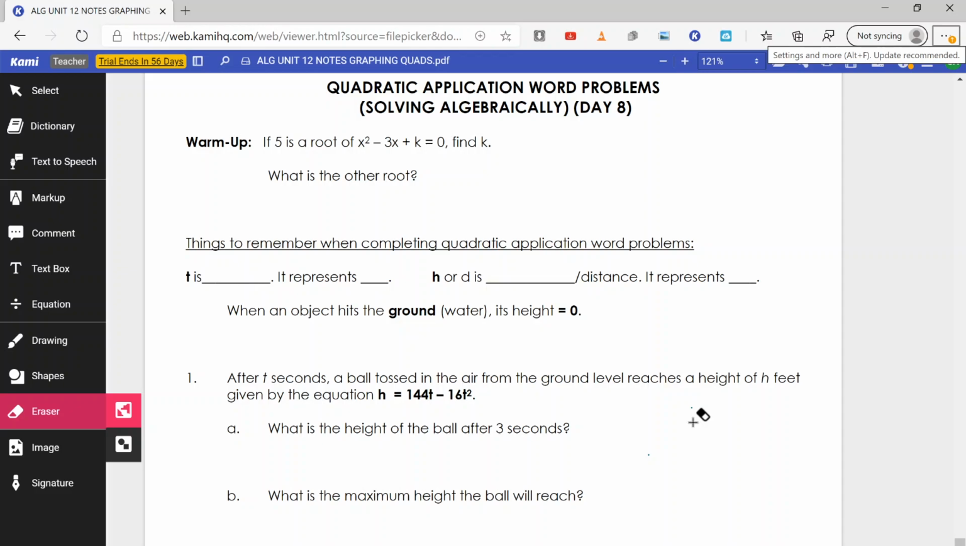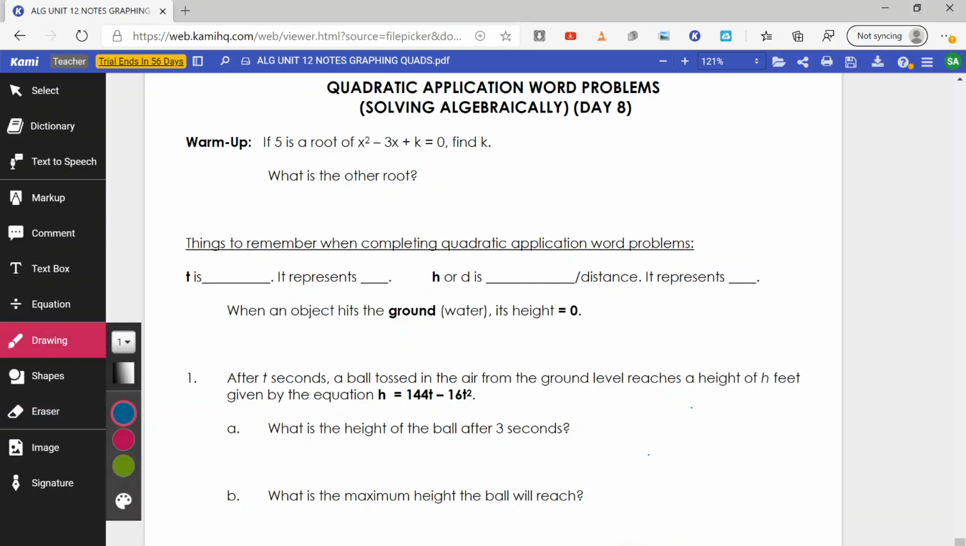So as a little warm up, I gave you 5 as a root of this particular equation, x squared minus 3x plus k equals 0. We need to find k and the other root. So first things first, we know that if x equals 5 is a root, that means if I were to solve it in order to get a binomial, I have to get this to equal 0. So we're going to subtract 5. So as a binomial, we get x minus 5 equals 0. So first thing, we know one of the binomials is going to be x minus 5. But we don't know what the other one's going to be, but we do know it equals 0.